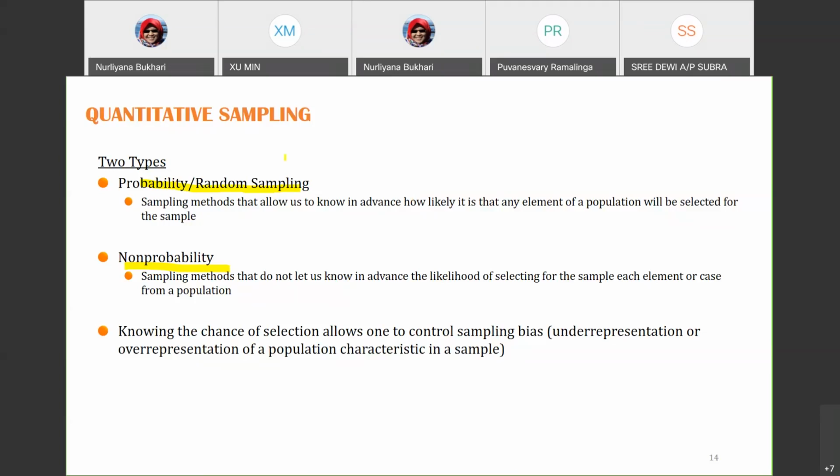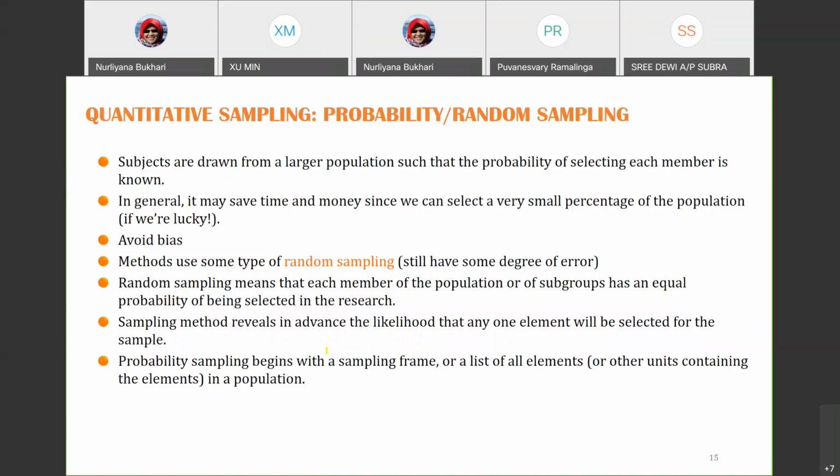Okay, non-probability means we don't know; you tell me these are the criteria and I want this. Most of the time we'll go with non-probability for a research project. But if you have the data, go ahead. You can do random sampling, no problem. So you know the chance of selection, and you can reduce the sampling bias, either underrepresentation or overrepresentation. We'll see more.